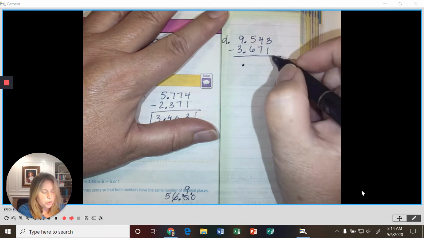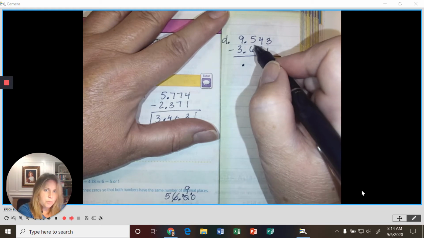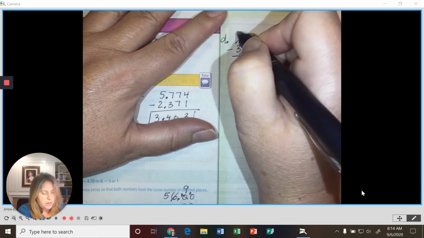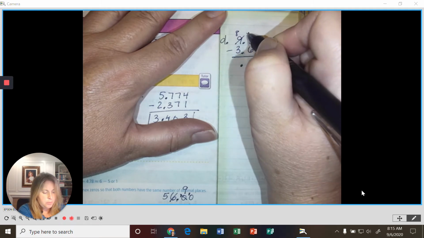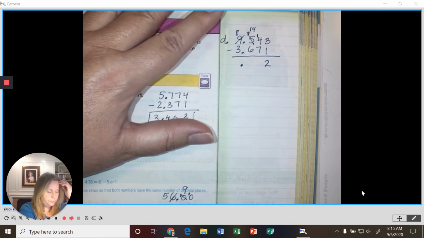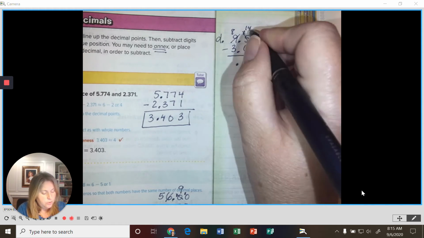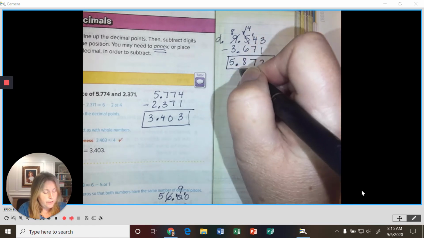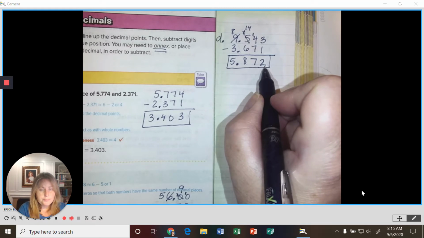3 minus 1 is 2. I can't do 4 minus 7, and I look over here. If I borrow from the 5, that's not going to be enough to subtract here, so I'm going to go ahead and go all the way over to the 9. So the 9 becomes an 8, which lets this 5 become a 15. Then I borrow from that, it becomes a 14, which makes this a 14. So I have 14 minus 7, which is 7, 14 minus 6, which is 8, and 8 minus 3, which is 5. So I have 5.872, 5 and 872 thousandths.